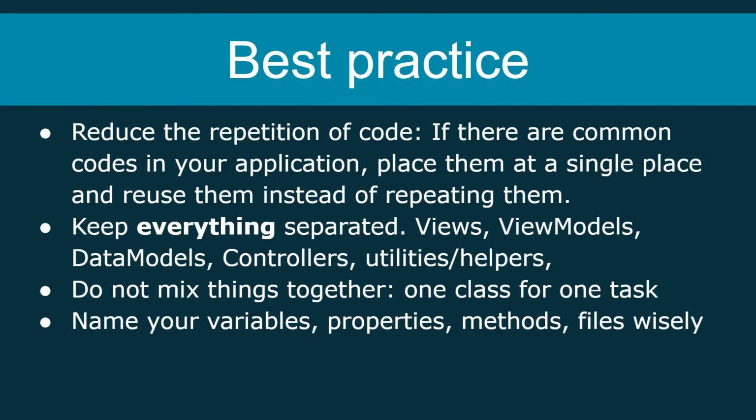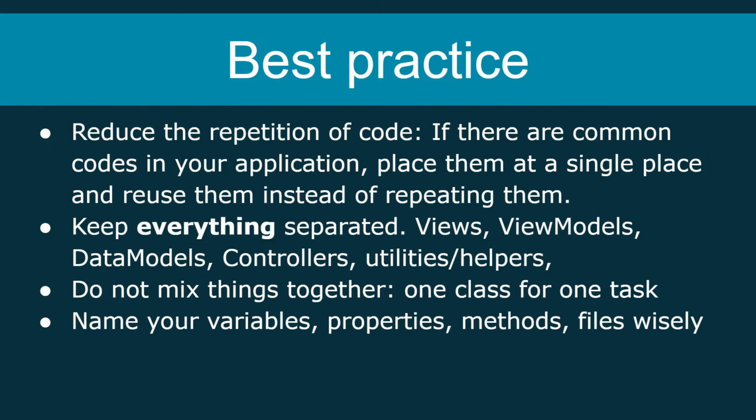Second, keep everything separated. Keep your view separated, your view model or the data that you send to your client. When you have an application with thousands of files and thousands of lines of code, then you will see how important it is to keep everything separated. Do not mix things together. So one class for one task, one method or one function for one task. Do not put different things in one class or different things in one method.